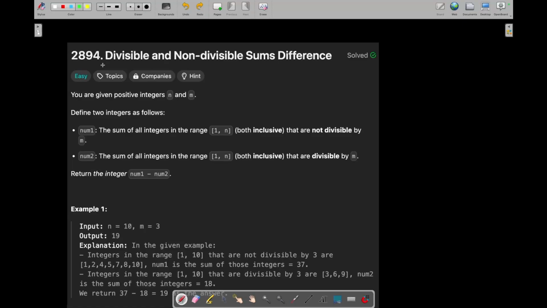Now we are going to solve today's Leetcode daily challenge, which is divisible and non-divisible sums difference. Okay, so let's see what this question is and how we can solve it.